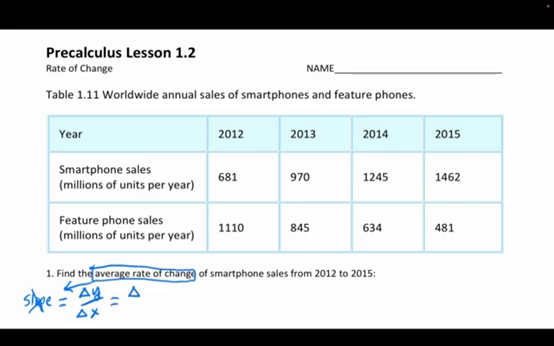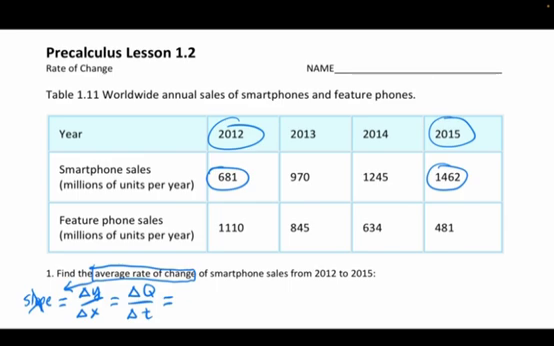In pre-calculus, many times we're going to be taking a difference in a quantity and dividing it by a difference in time, because many times there's a quantity change over a time change. And that's exactly what we have here. We have a time change between 2015 and 2012, and we have a quantity change in smartphone sales, 1462 from 681. So that's what we're going to do on this problem.